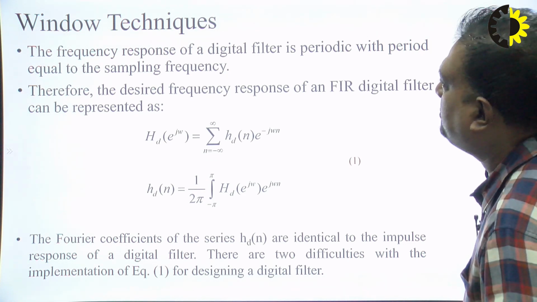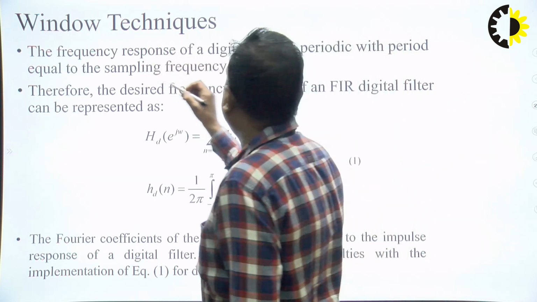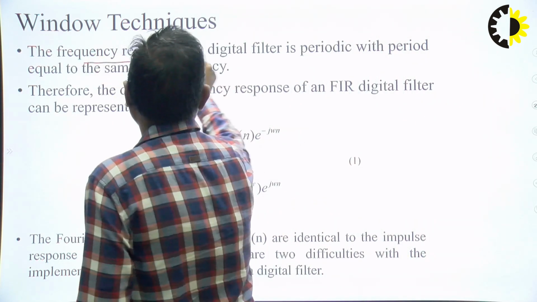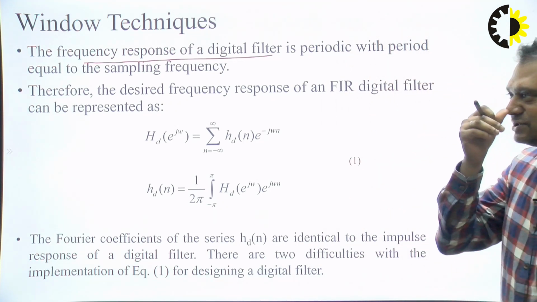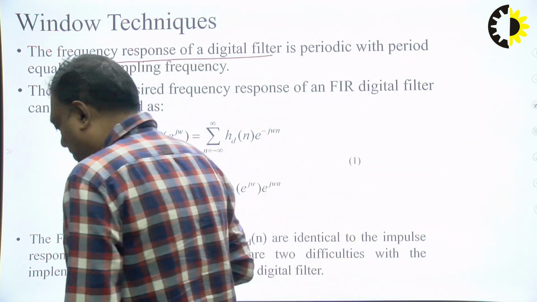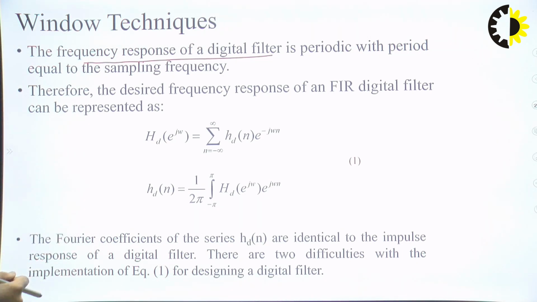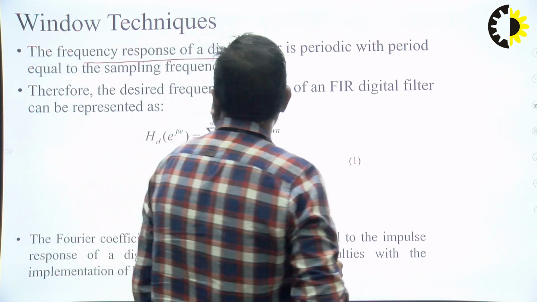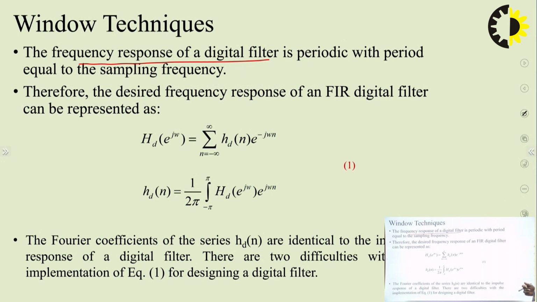Now, window techniques. If we see the frequency response of a digital filter, we will find that it is periodic, with period equal to the sampling frequency. Whatever sampling frequency we take, according to that frequency, the spectrum is periodic. Therefore, the desired frequency response of an FIR digital filter can be represented like this. So this is the desired frequency response.